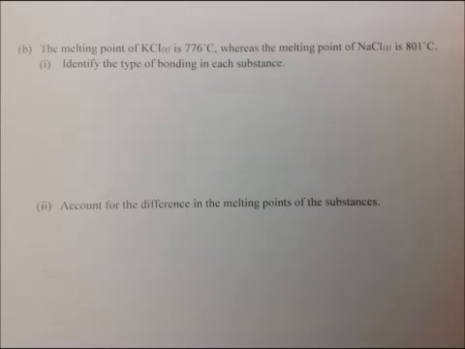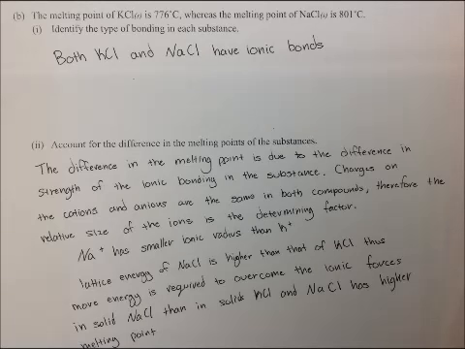Part B. The melting point of potassium chloride is 776 degrees Celsius, whereas the melting point of sodium chloride is 801 degrees Celsius. Identify the type of bonding in each substance. Both potassium chloride and sodium chloride have ionic bonds. Part 2. Account for the difference in the melting points of the substances. The difference in the melting points is due to the different strengths of ionic bonding in the substances.